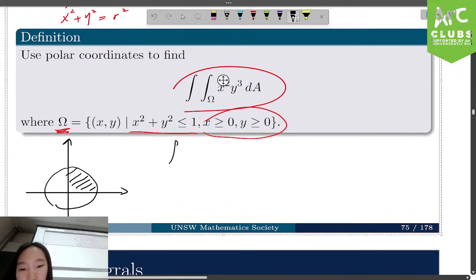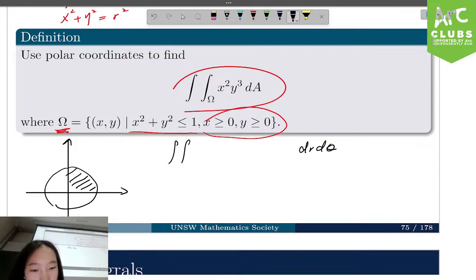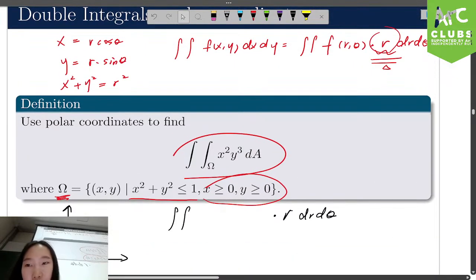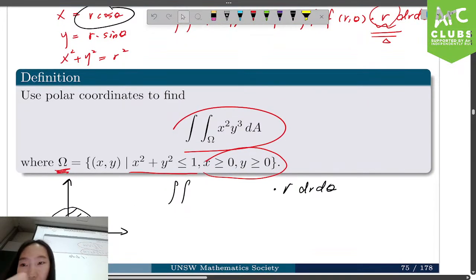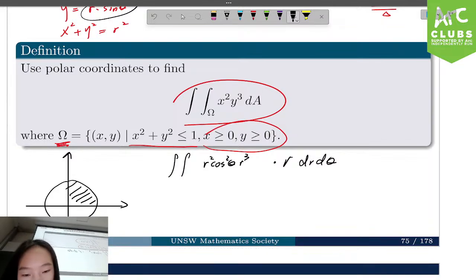Alright, so okay, we have the integral dr d theta. Don't forget we have an r over here. And we represent x in terms of r times cosine theta, y in terms of r times sine theta. So that would be r squared cosine squared theta times r cubed sine cubed theta times r.